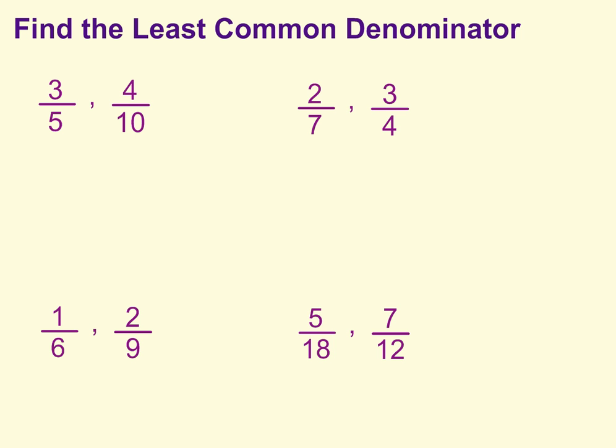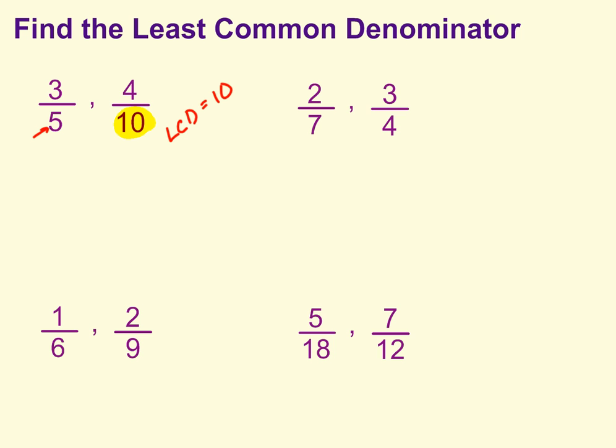So to find a least common denominator, you want to look at both of your denominators and focus on the bigger denominator. So in this case, 10. And you ask yourself, does the other denominator 5 fit into the 10? If it does, then 10 is your least common denominator. So in this case, our least common denominator will be 10.